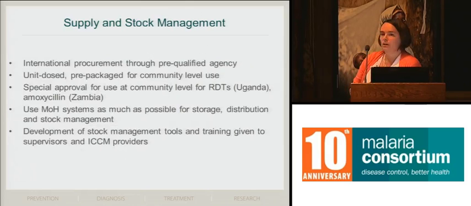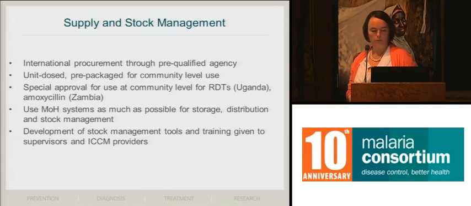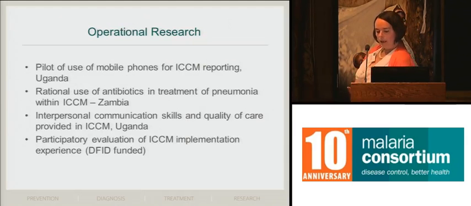A quick slide then, one of the components of the project was that we were able to provide all the supplies necessary for ICCM, so just to talk about how we did it, through international procurement. I mentioned already how we use unit dose prepackaged. In some of the countries, we had to get special approval from the National Drug Authority to use some of these components at community level. For example, in Uganda, it wasn't standard practice for the rapid diagnostic tests, and also in Zambia, the use of amoxicillin at community level. Again, using the MOH systems as much as possible and working with them to develop stock management tools, and gave training for stock management to the supervisors and implementers.